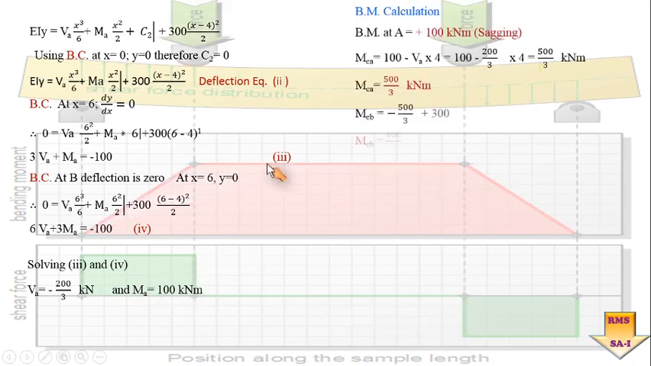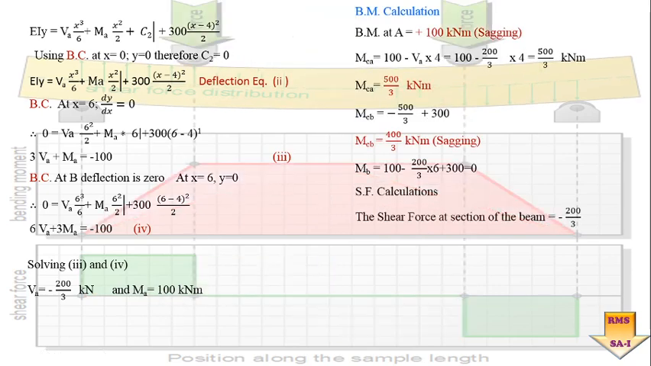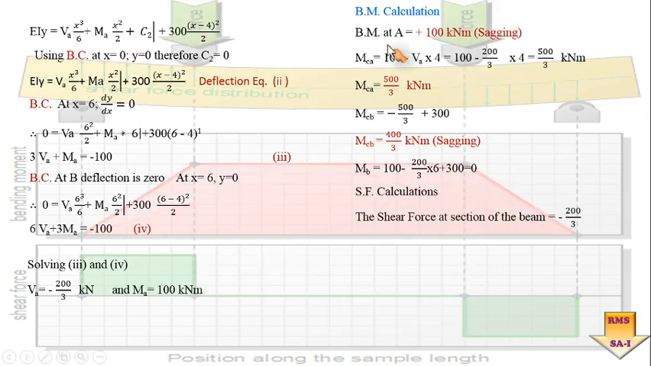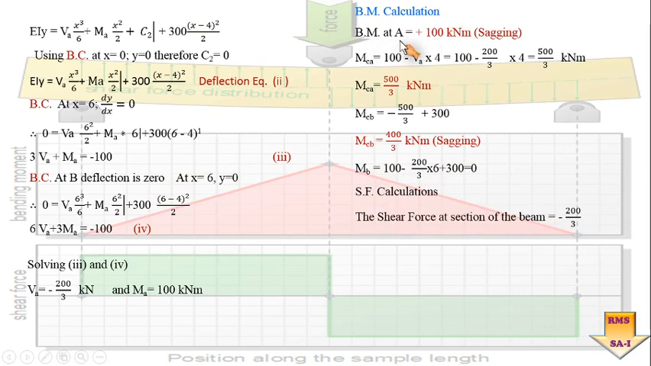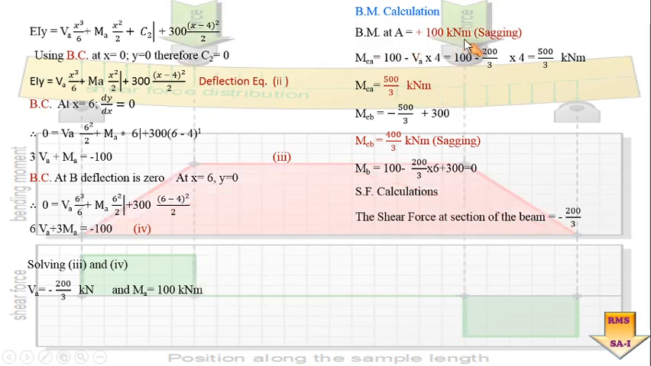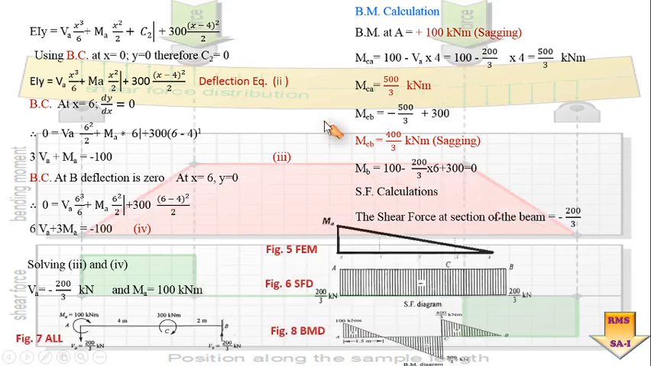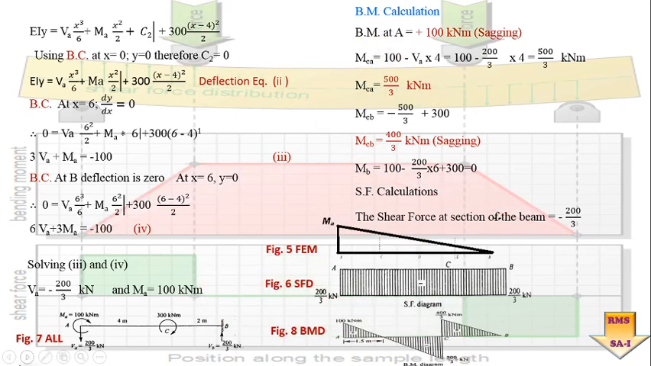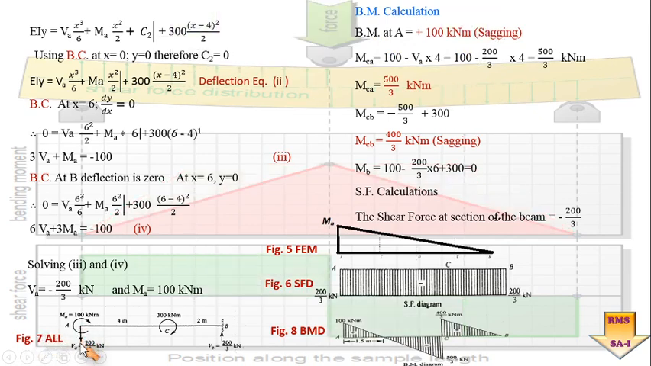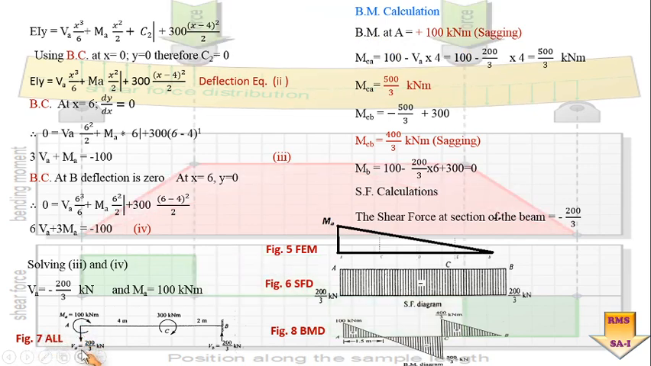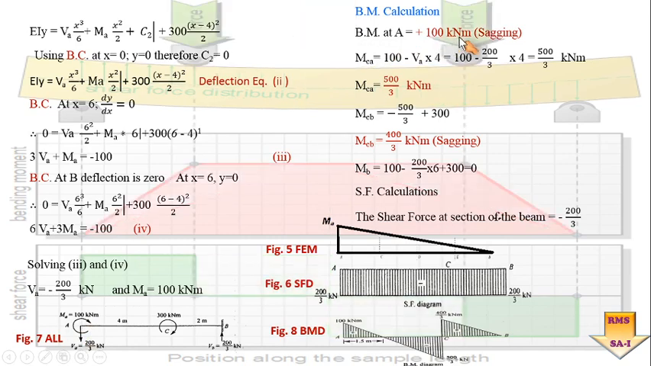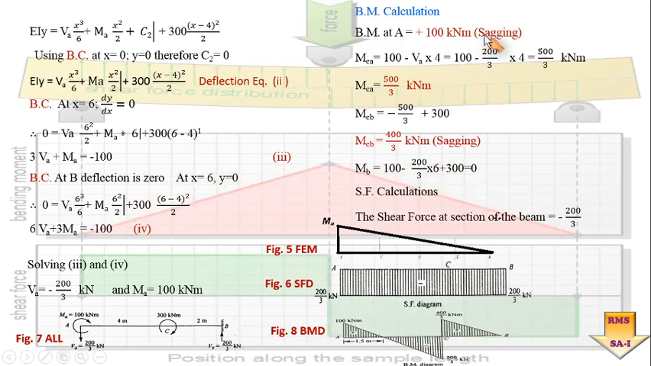Now the last part is the shear force and the bending moment calculation. As usual we are going to do the bending moment calculations. So BM at A is equal to 100 kilonewton meter. Looking back, I will draw the figures first. At A, the bending moment due to VA will be equal to 0, but there is only the fixed moment that is equal to 100. So at A, the bending moment is equal to 100, and it is positive, which means it is sagging.